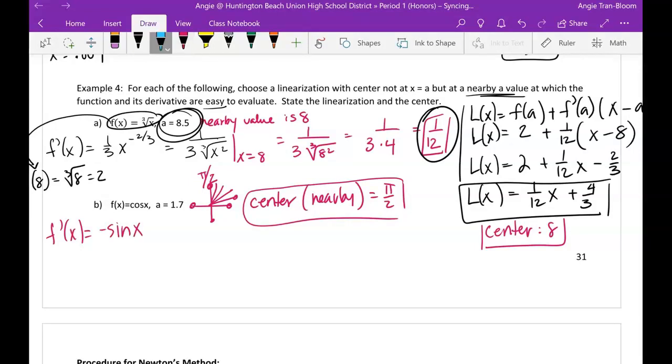Evaluate it at x equal to the nearby point, which is your center, pi over 2. So that's going to be negative sine of pi over 2. Sine of pi over 2 is 1. That's going to be negative 1. So my slope is negative 1.